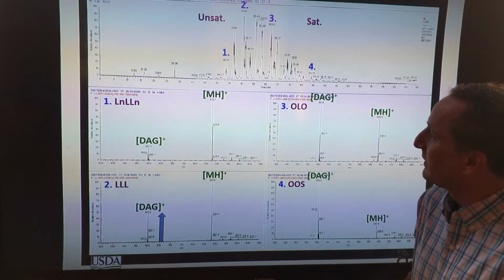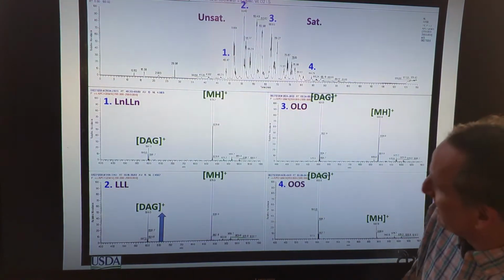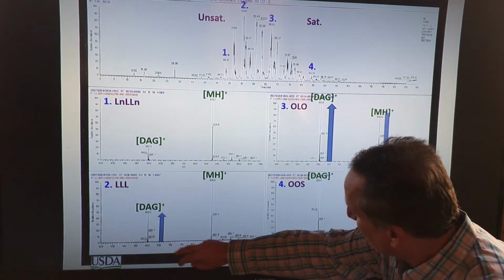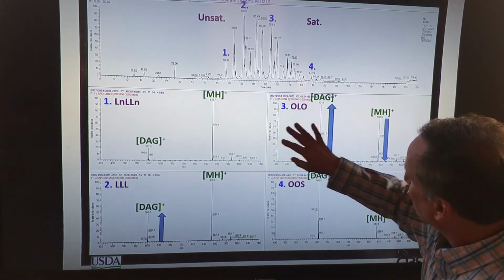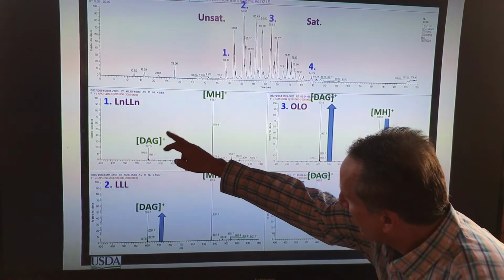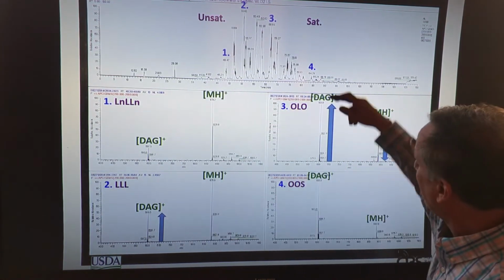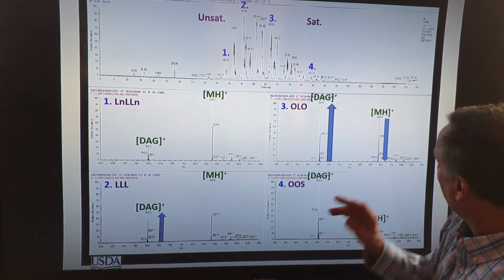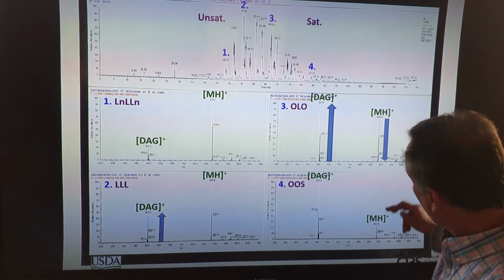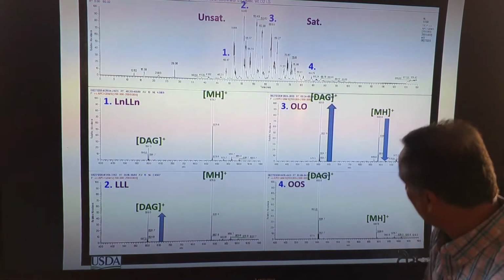So then, go ahead, I was just showing that as the diacylglycerol fragment goes 1, 2, 3, 4, it goes up and up and up until it becomes the base peak, and this goes down until it's smaller.